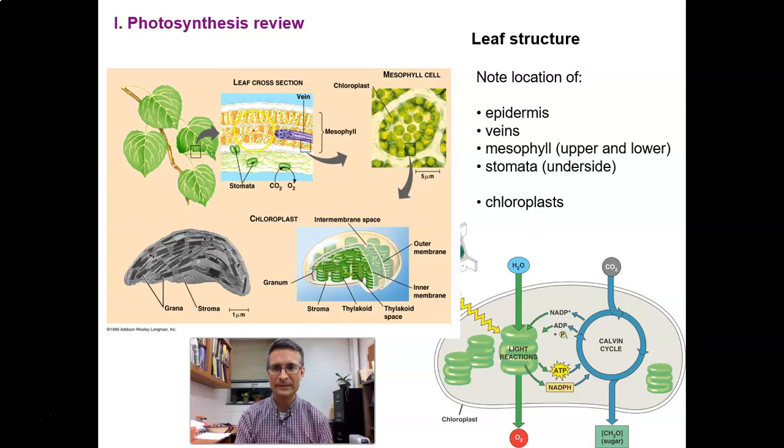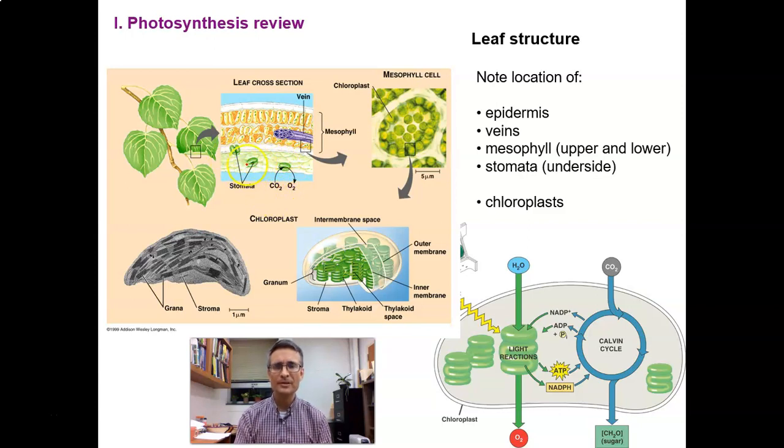Now, of course, if we have gases, and this whole point of the lecture is to talk about gas exchange, we need to get gases into and out of our leaf, and that happens, as you hopefully remember, through these stomata, right? These little openings that are regulated by guard cells. So in general, carbon dioxide is going in and oxygen is coming out.